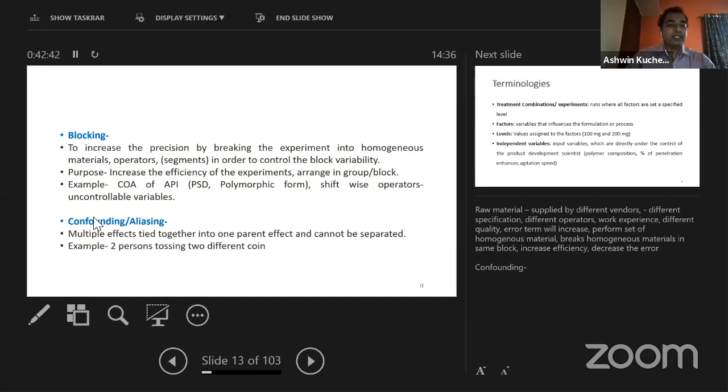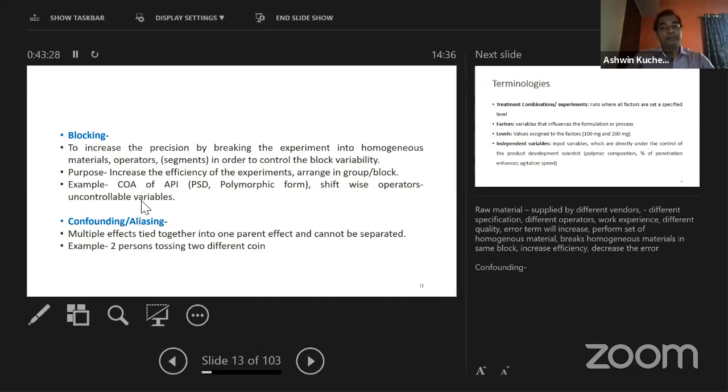And shift-wise operators, which are uncontrollable variables. The raw materials supplied by different vendors have different specifications. There are different operators. Different companies provide one excipient, one API. So do we need to take one block, one vendor, one API continuously throughout the experimentation, continuously throughout the development of a product? That needs to be done. It will help us in minimizing the error term and increase the quality of a product. If we are not following that, the error term will increase. So this will help us in making the homogeneous material. Breaking that homogeneous material into different blocks is nothing but blocking. So I hope this blocking is clear.